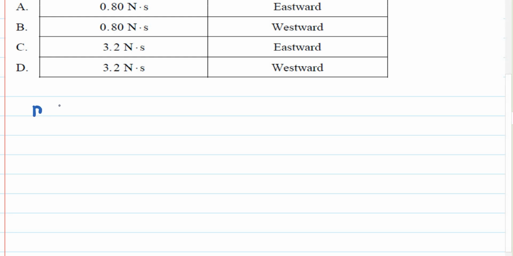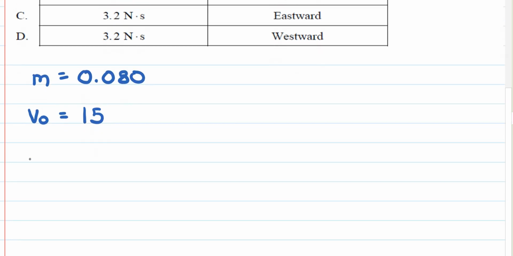So the mass of the tennis ball in this problem is 0.080 kilograms. We know that the initial velocity is going to be 15 meters per second in the east direction, so that's simply going to be 15. And then we know that the final velocity in this problem is going to be 25 meters per second in the west direction. So since it's going the west direction, let's put a negative sign there, and then we'll write 25. And we want to find the magnitude and the direction of the impulse. So we want to find out what impulse is equal to.